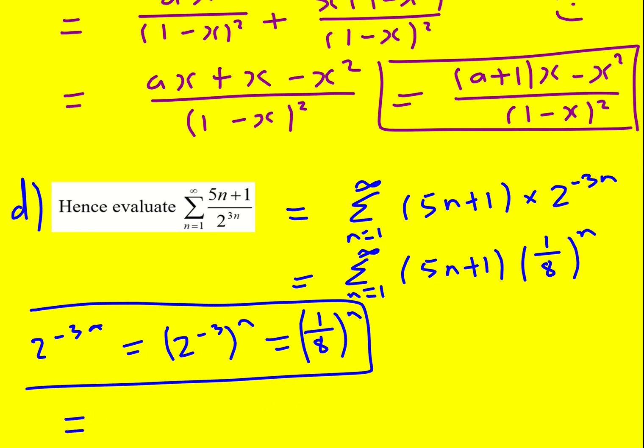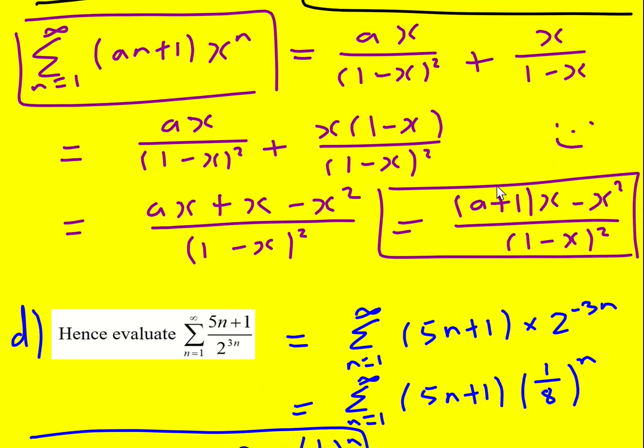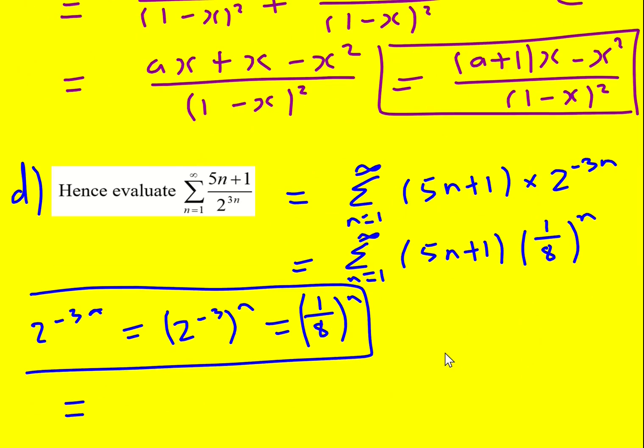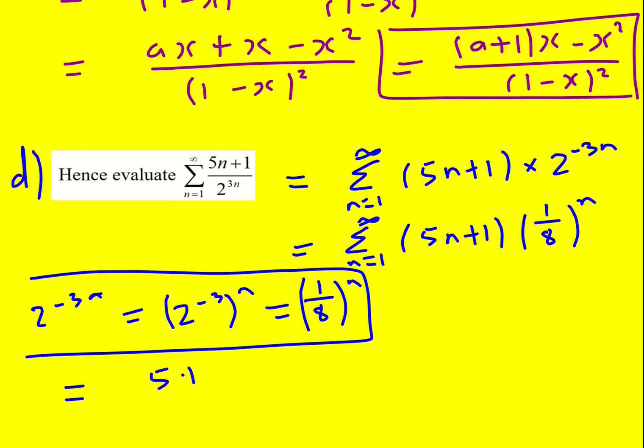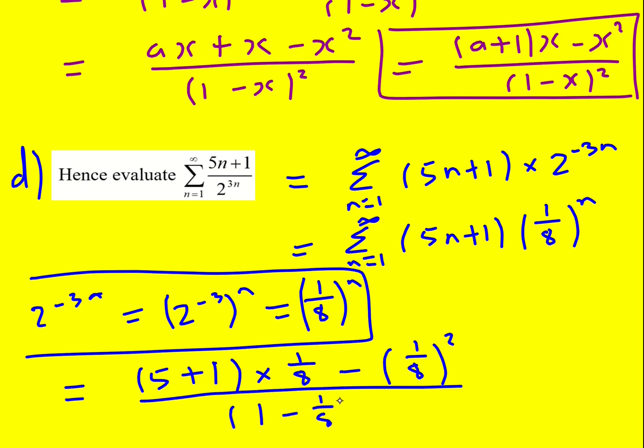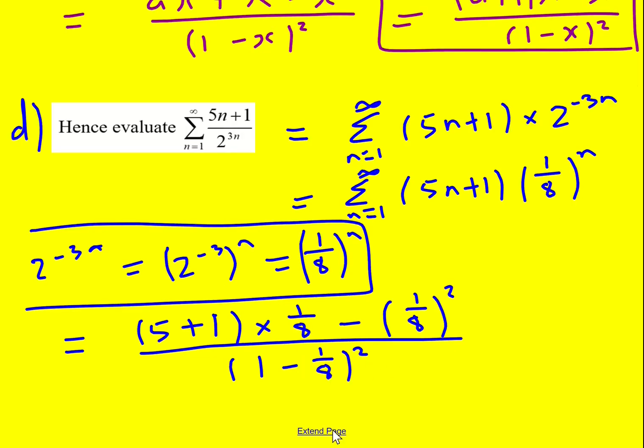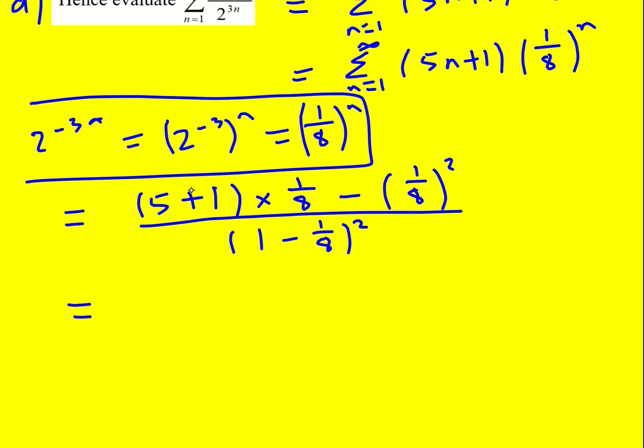Okay, so this will equal, we can replace a by 5 and then x by 1 over 8. So we've got 6 times 1 over 8, that's going to be 6 over 8 or 3/4. 1/8 squared is 1 over 64. All over 7/8 squared, which will be 49 over 64.